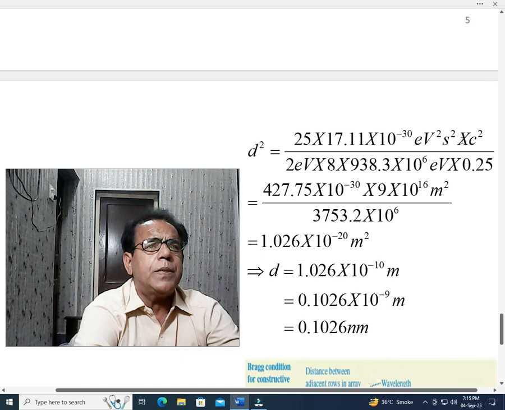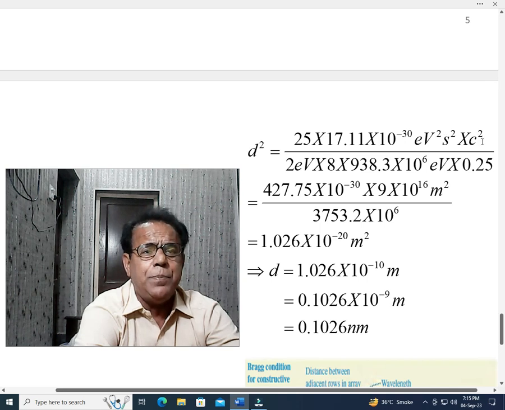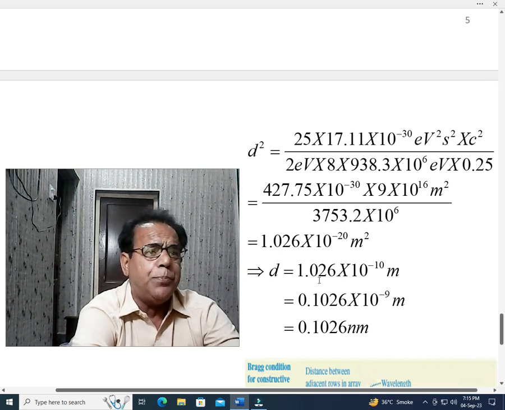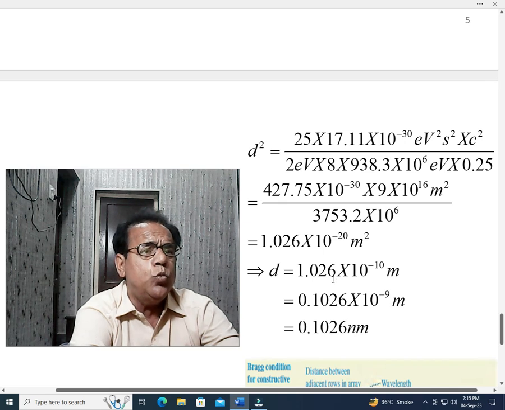Moreover, c square is in meter square per second square. This second square will be cancelled with this second square, and hence our result will be in meter square. So d square becomes equal to this, and hence we will take the square root of both sides, and d will become equal to 0.026 into 10 raised to the power minus 10 meter.